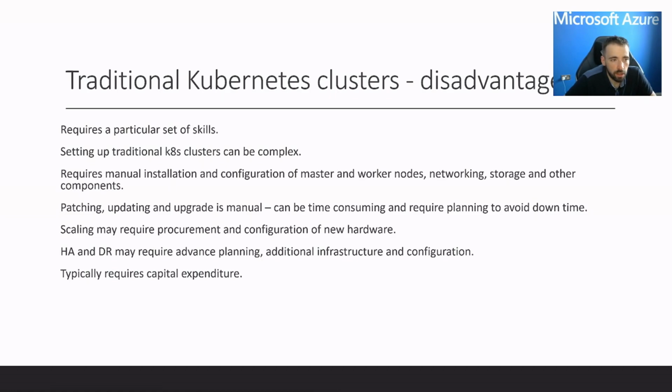It requires manual installation and configuration of master and worker nodes, networking, storage, and other components. Patching, upgrading, and updating is manual. It can be time-consuming, and it can require planning to avoid downtime. So we're taking full ownership of all of the components of Kubernetes and are responsible for updating them. Scaling may require procurement and configuration of new hardware.